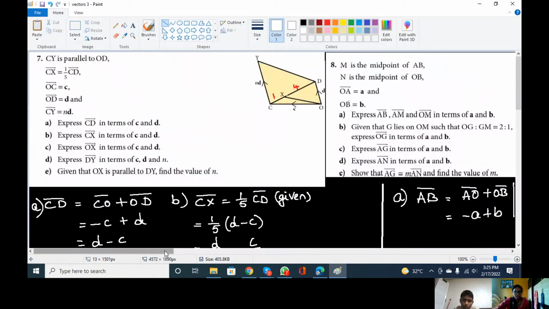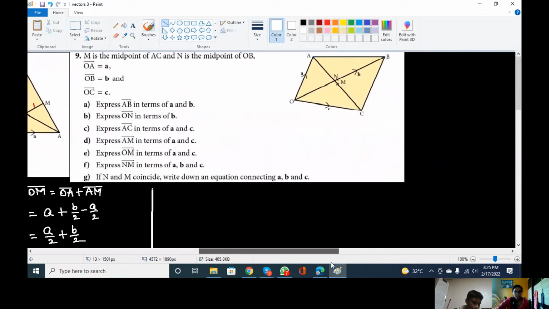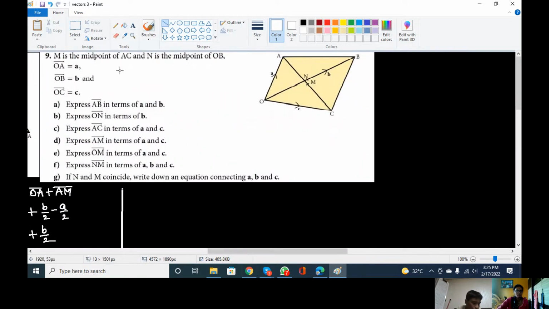We will move to the next question. 9th question. This is a diagram. M is the midpoint of AC. Okay. AC midpoint is M. And N is the midpoint of OB. Okay. So OA given A, OB given B, OC given C. I want you to say these values here, vector values.